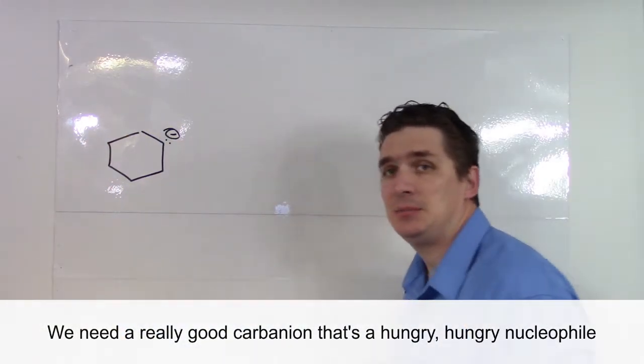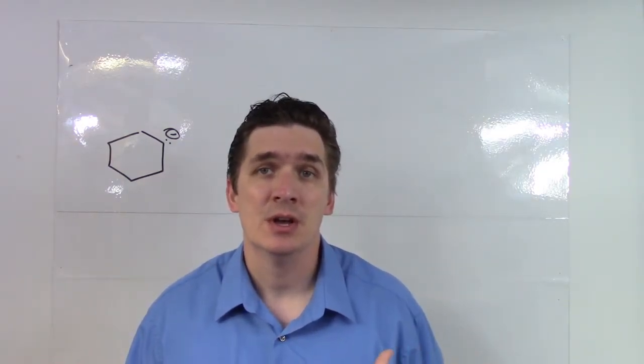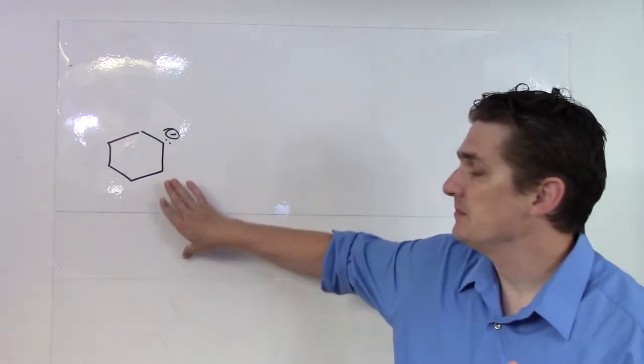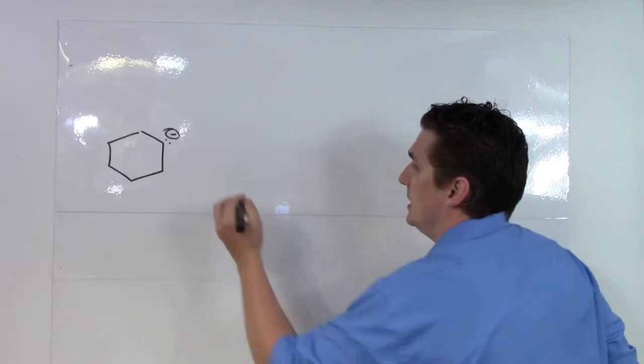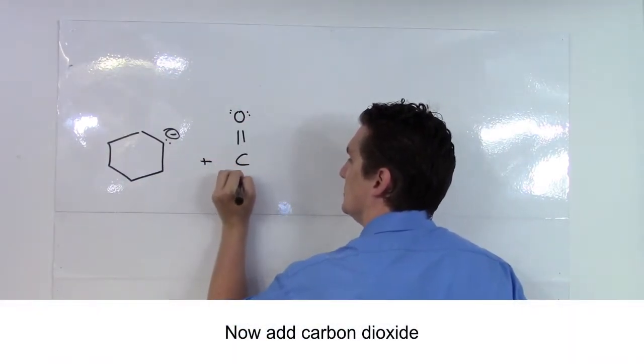So we need something that looks like that, and we can accomplish this with things like MgBr, which is the Grignards, or we can accomplish this with organolithium complex. In either case, what we're going to do is take this carbanion and react it with CO2. We're going to draw CO2 in a very important way.